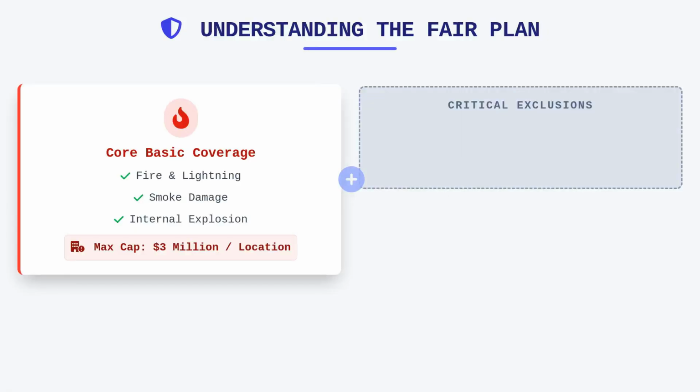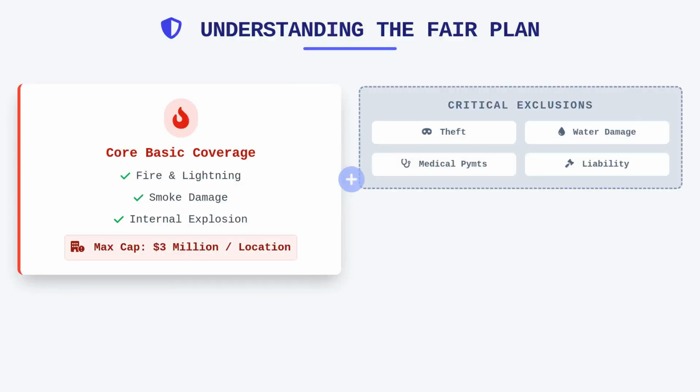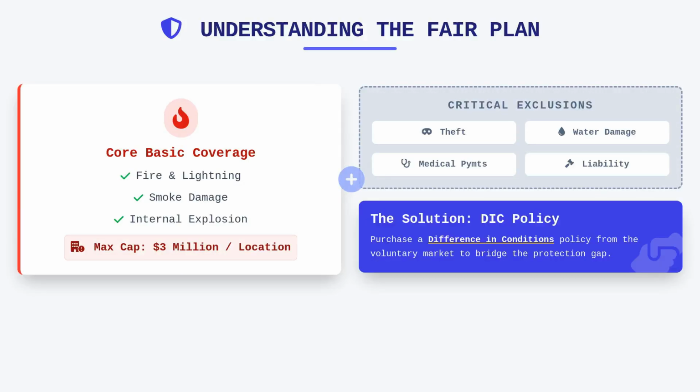It does not provide comprehensive protection, omitting essential coverages found in standard homeowners policies such as theft, water damage, medical payments, or personal liability. To address these critical exposures, an insured must work with their broker to purchase a separate, supplemental policy known as a difference in conditions policy from the voluntary market.